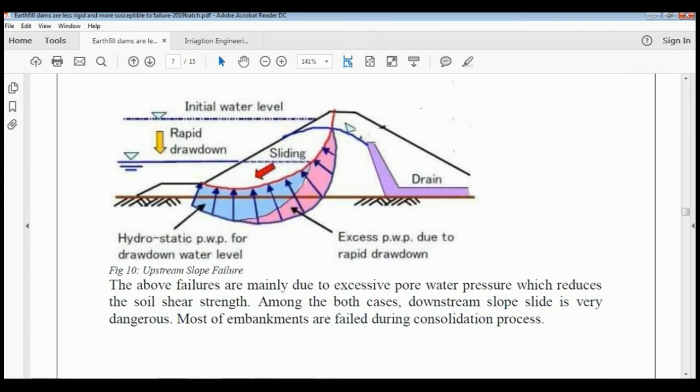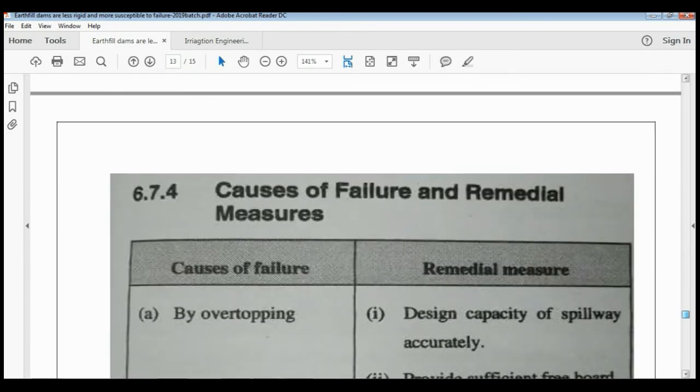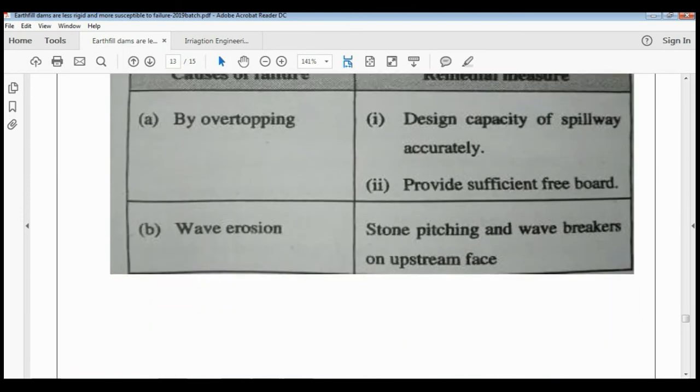Now we'll see the causes and remedial measures of the earthen dam. For overtopping, the remedial measure is to design the capacity of the spillway accurately, and then provide sufficient freeboard. Then second is wave erosion. To avoid wave erosion, we have to provide stone pitching. Stone pitching means riprap. Riprap is nothing but stone pitching to avoid erosion of the downstream face or upstream face.